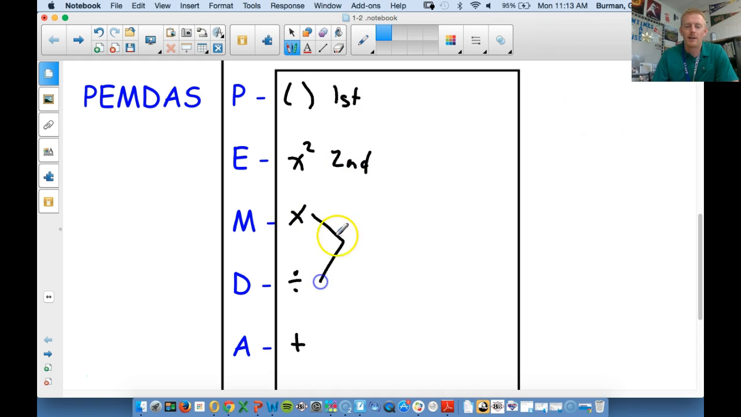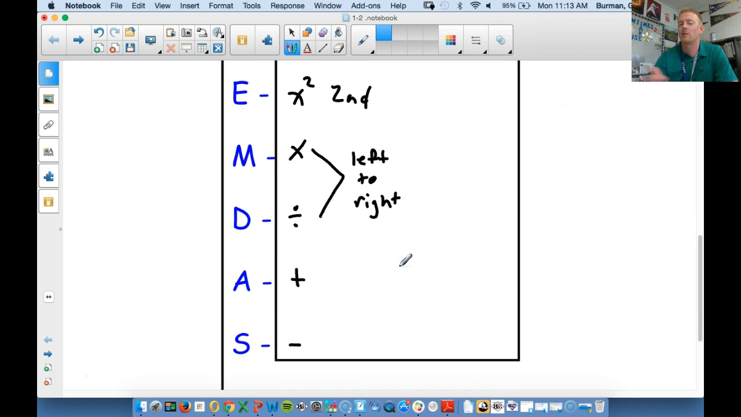Now your multiplying and dividing happen from left to right. So whatever you see first in the problem, if it's down to just multiplying and dividing, you use whichever one is first, left to right. And so that's going to happen for your third option.